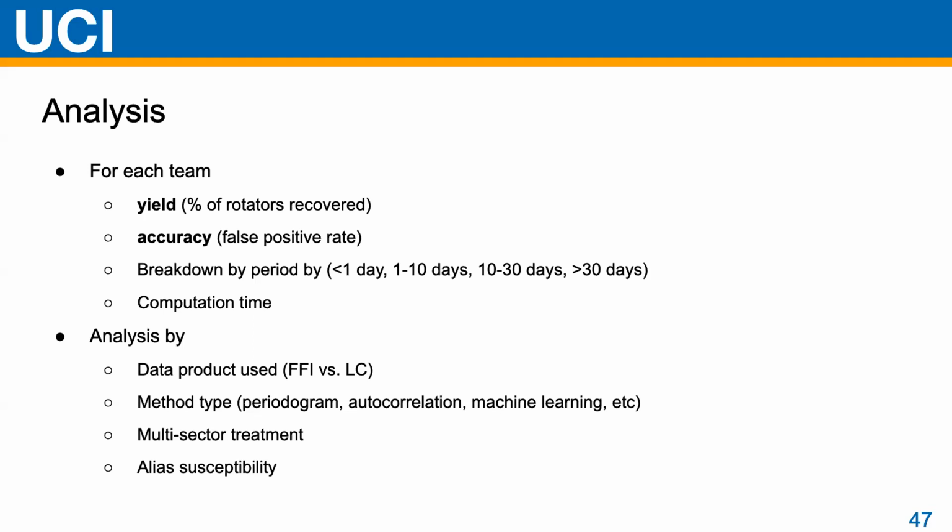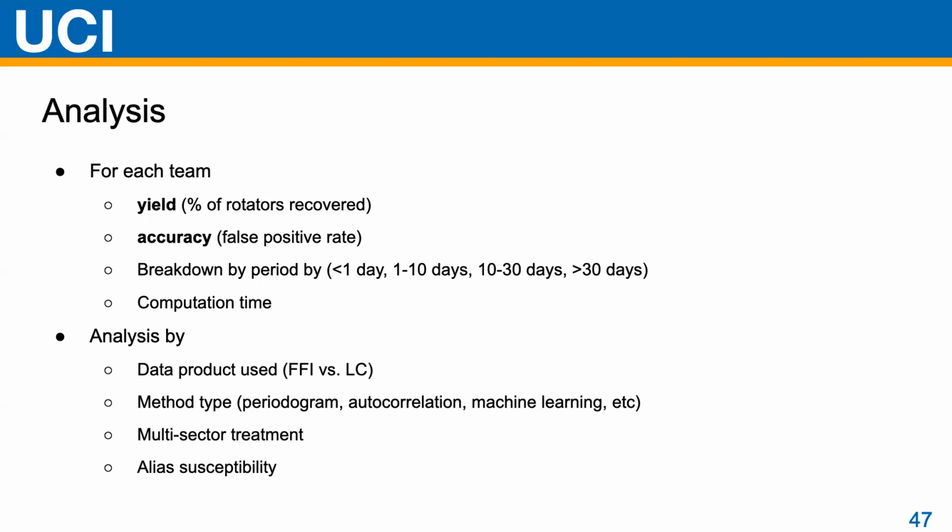And then there will also be some report of the computational resources needed. Some algorithms run fine on a laptop, others need a supercomputer, and we want to keep that in mind when we're thinking about what the use cases for all these tools are. Then, as a population, we want to look at the difference about whether people started with the FFI or the light curve object, to get a sense of how much that light curve extraction part of the process affects what your final product is. We want to compare different method types: periodograms, autocorrelation, machine learning, et cetera.